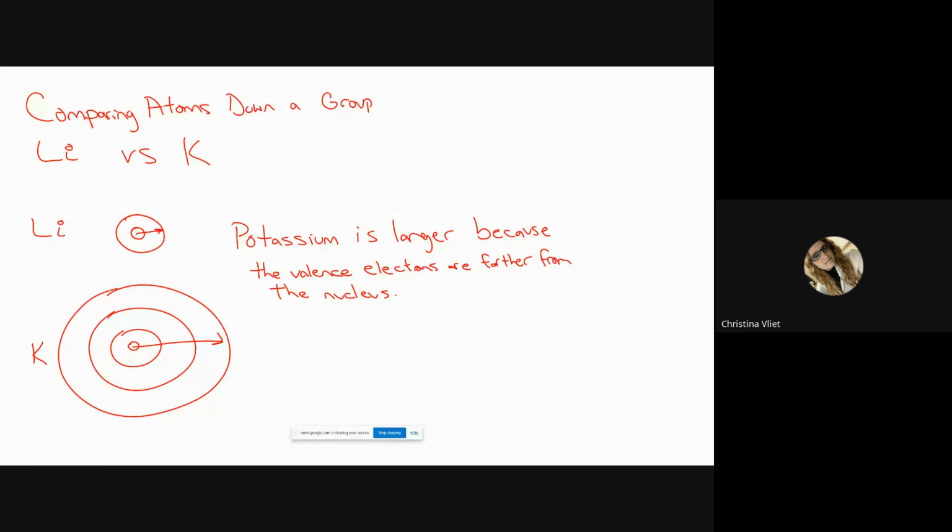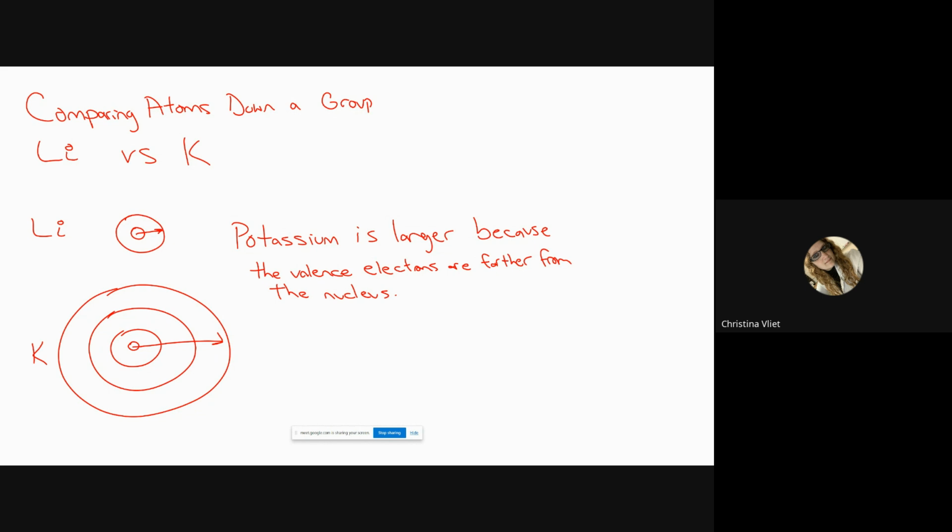So as I add more energy levels, my atoms are going to get larger because the electrons are farther away, which means they're taking up more space. So we're okay with comparing atoms down a group? That's the simpler of the two. The second one I'm about to explain. So lithium versus potassium, you want to write which one's larger and why.